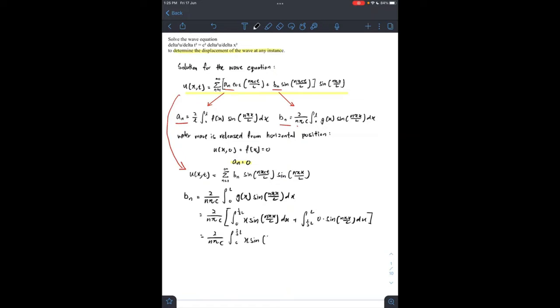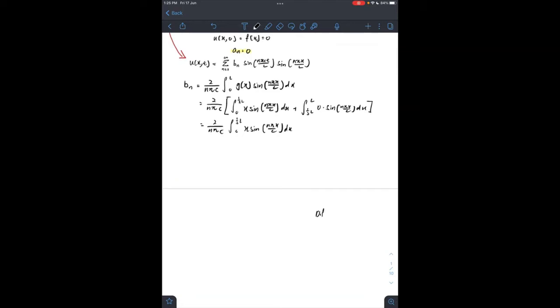The next thing we need to do is the tabular method. Differentiate, integrate: x, 1 and 0, and this is sine n pi x over L. We integrate it, and it becomes this. Integrate it again, and it becomes this. So positive, negative, positive, and the arrows. So we have successfully integrated this.